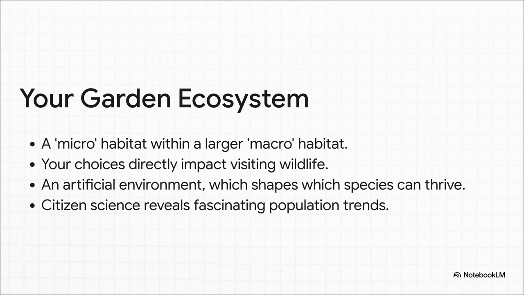You've got the lawn, the flower beds, maybe a bird feeder, and all of that sits inside the macro habitat of your whole neighborhood. And the choices we make, what we plant, how often we mow the lawn, what food we put out, all of that directly shapes which animals and insects show up. And what's really cool is that thanks to these huge citizen science projects, we have incredible data that shows exactly how our choices play out over time.